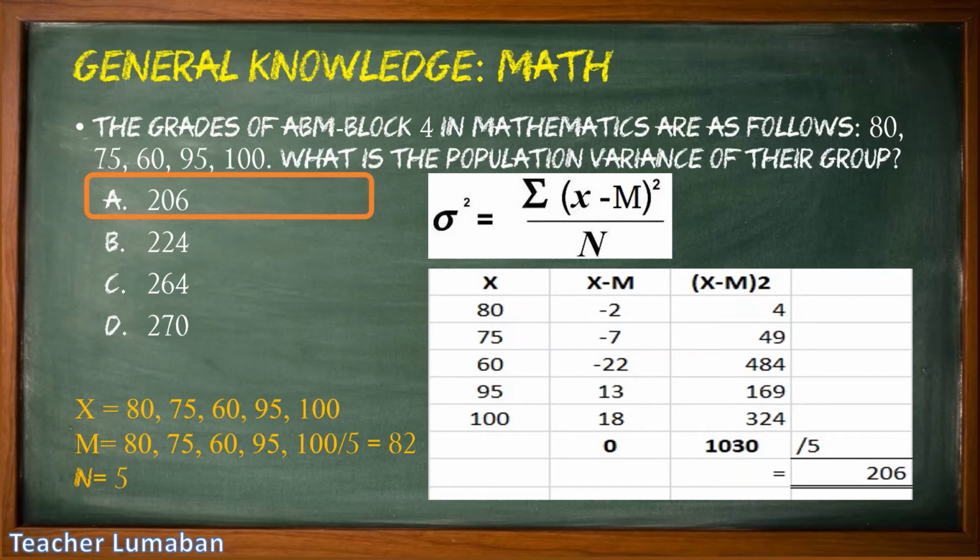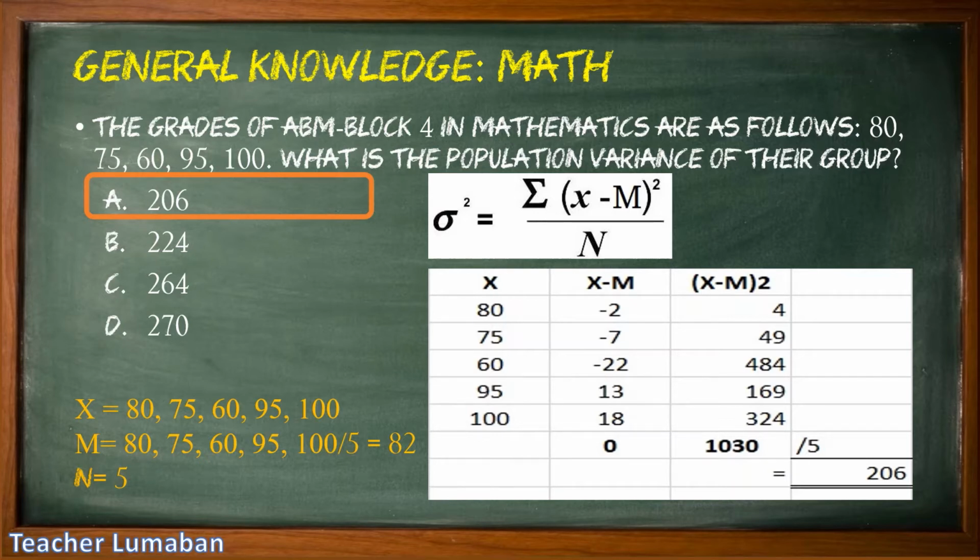Followed by computing for X minus M squared. Negative 2 multiplied by negative 2 equals 4. Negative 7 multiplied by negative 7 equals 49. Negative 22 multiplied by negative 22 equals 484. 13 multiplied by 13 equals 169. 18 multiplied by 18 equals 324.